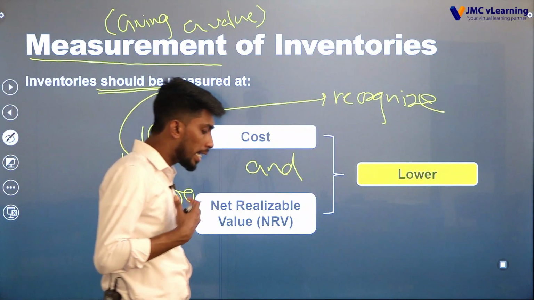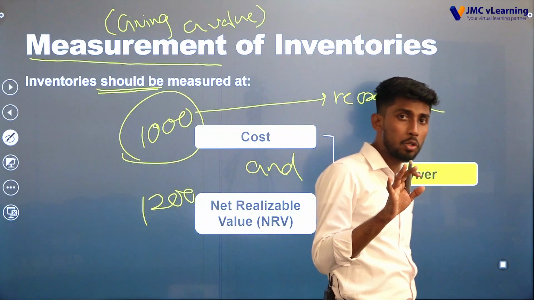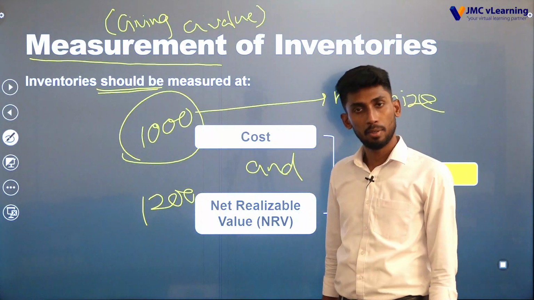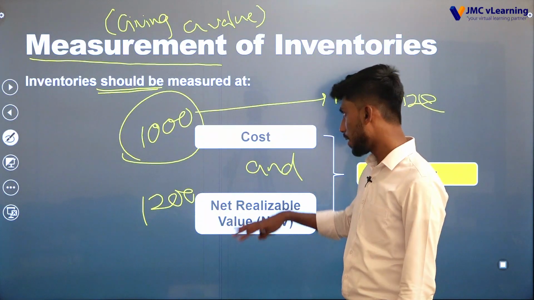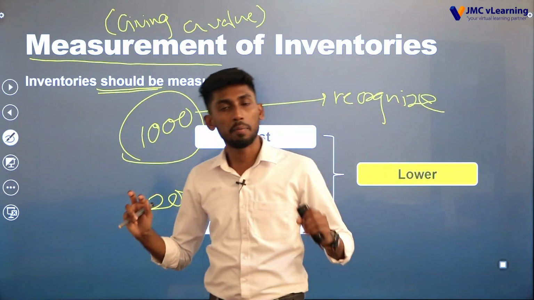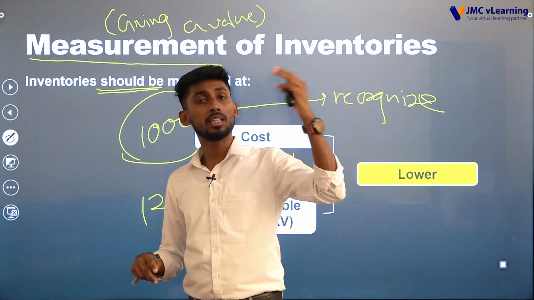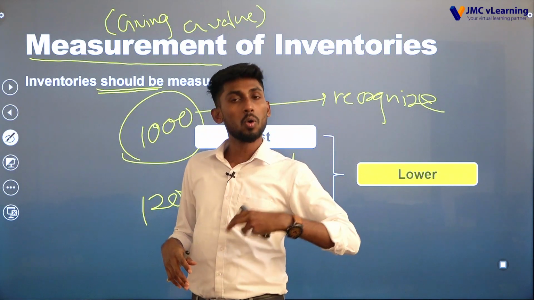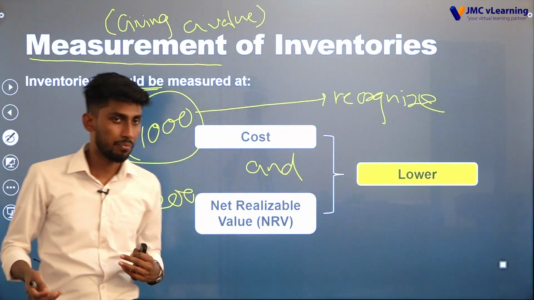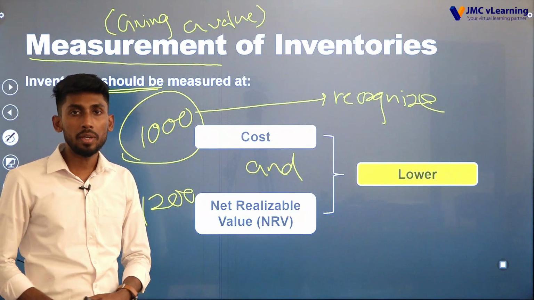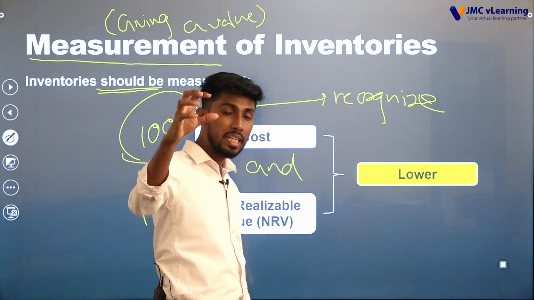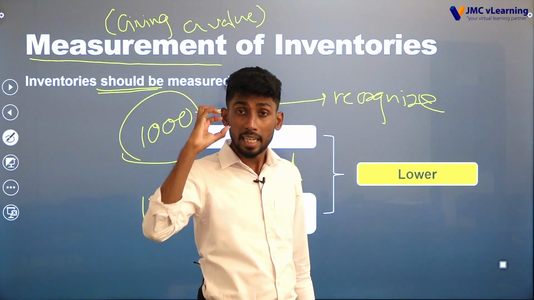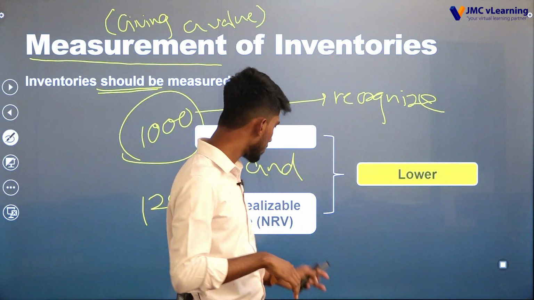Therefore, LKAS 2 standards say you need to measure the inventory at the lower of cost and net realizable value. You will learn what the two concepts are. Simply speaking, cost is the amount that we spend to purchase or build that inventory item, the cost that we incur. And the net realizable value is the net amount that we can get by selling those goods in the market.